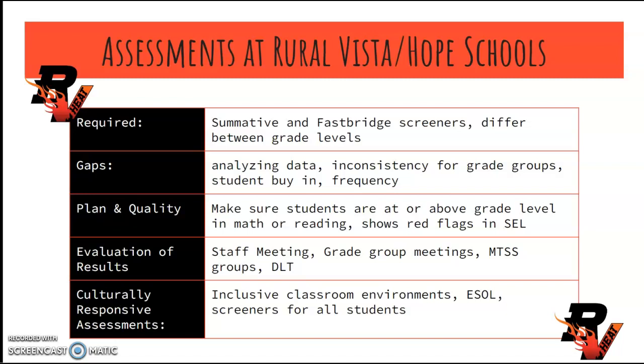Next we have plan and quality. This is making sure that students are at or above grade level in math or reading, and then in the SEL part of FastBridge it does show red flags in certain categories for students. And then evaluation of results. So this could be staff meetings, grade group meetings, MTSS groups, and then our DLT, which is our district leadership team. And then our culturally responsive assessments. So this would be having inclusive classroom environments, ESL, and then screeners for all of our students.